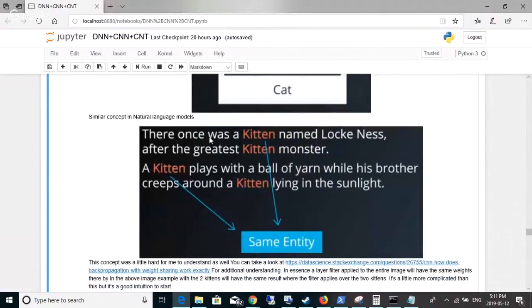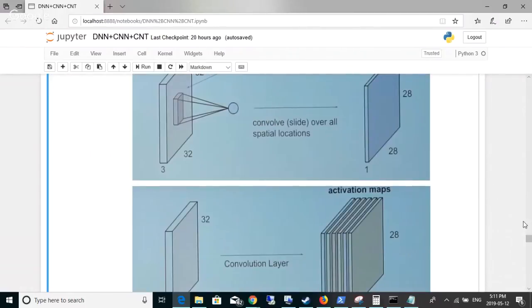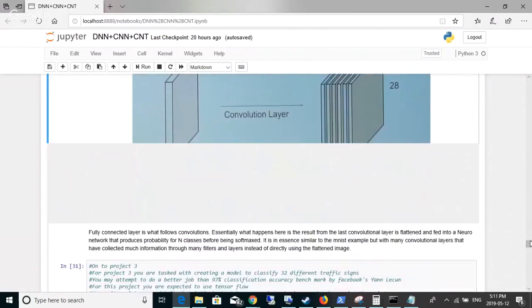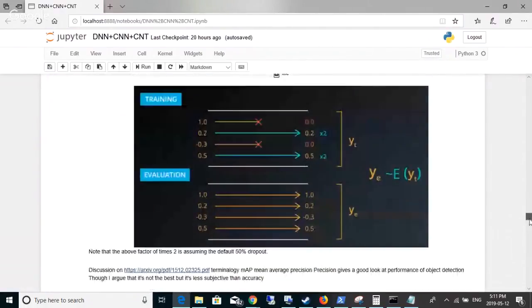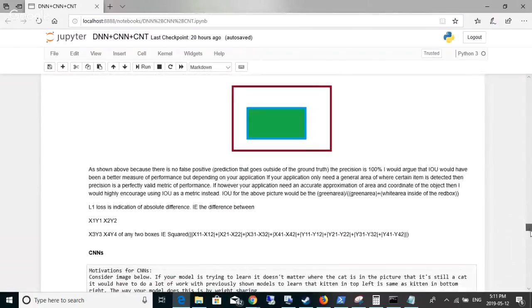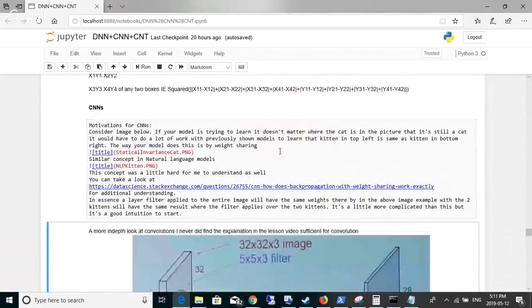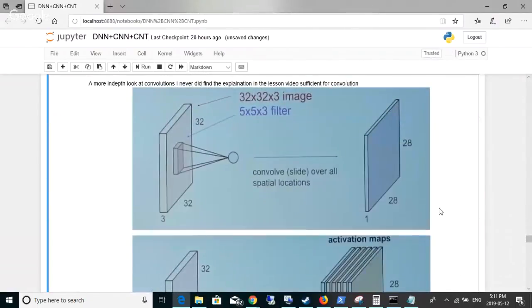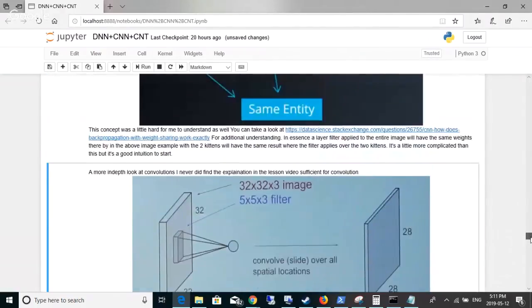This is also similar in the natural language model. Of course, the natural language model is not covered by this course, but you can just imagine the idea of it. Let me run that again so it looks nice. Cool. All right.